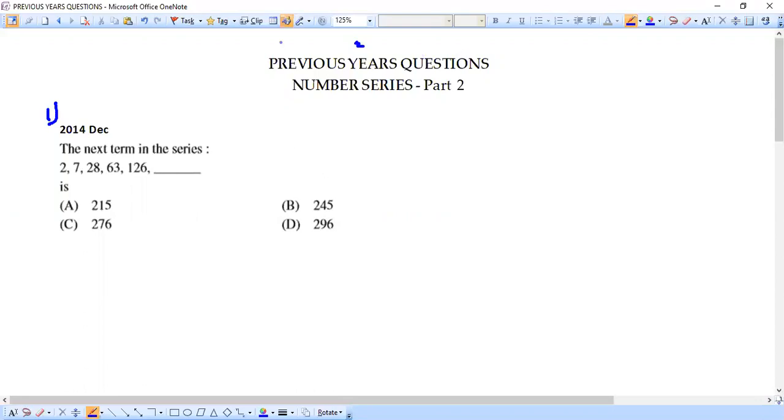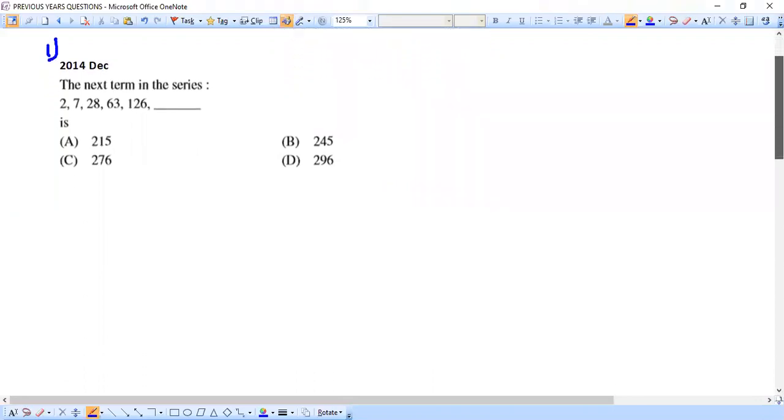Let's see an approach. How can we solve this question? Let me raise it so that we get enough working space. I think this is fine for us. So what is the next number in the given series? We have a series here. I will note the numbers: 2, then 7, 28, 63, 126, followed by a blank. We need to find what number comes here to fill this blank.